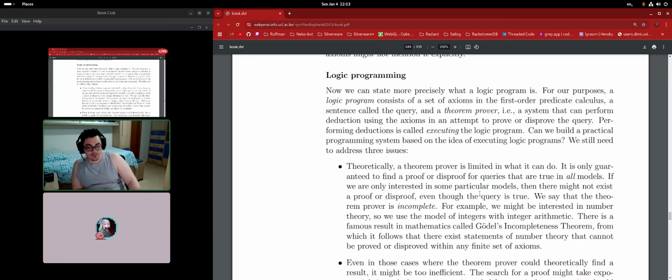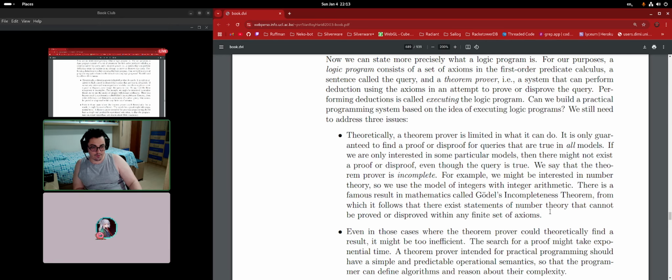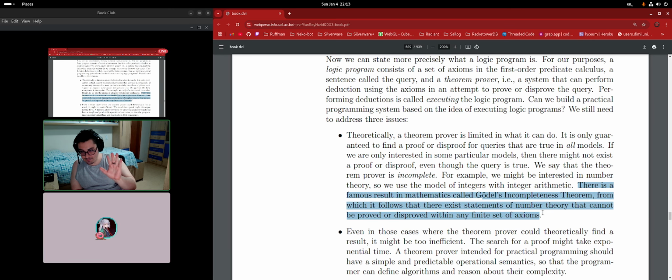If you're only interested in some particular models, then there might not exist a proof or disproof, even though the query is true. We say that the theorem prover is incomplete. For example, we might be interested in number theory, so we use the model of integers with integer arithmetic. There is a famous result in mathematics called Gödel's incompleteness theorem, from which it follows that there exist statements of number theory that cannot be proved or disproved within any finite set of axioms. We're not going to go down this tangent, but this is a very strong result.